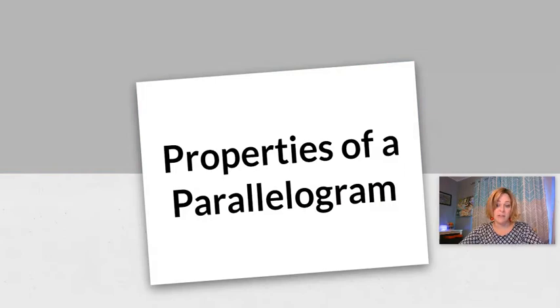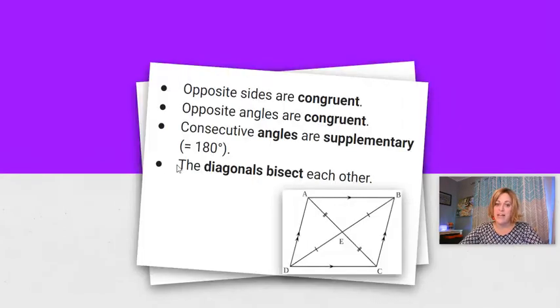Properties of a parallelogram. The parallelogram is a 4-sided figure, and opposite sides will be congruent, and opposite sides will be parallel, hence the name. Opposite angles are congruent. Consecutive angles are supplementary, and then diagonals bisect each other. Although it's not listed here, it is visualized with those arrowheads that the opposite sides are parallel. Okay, so opposite sides are parallel and congruent.